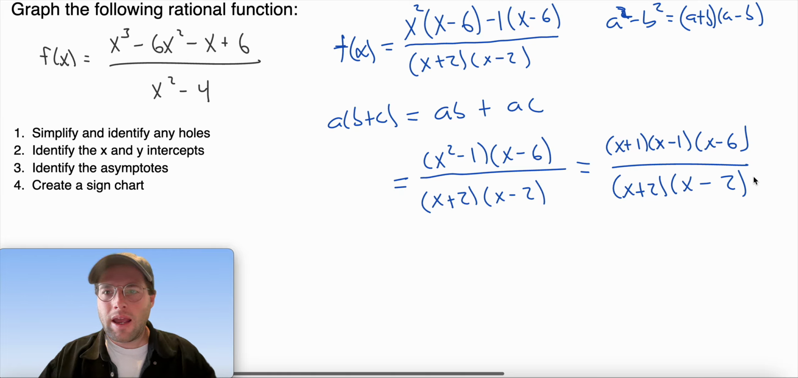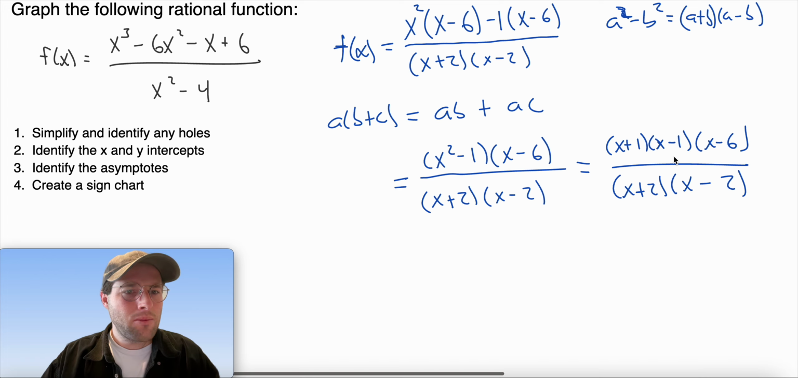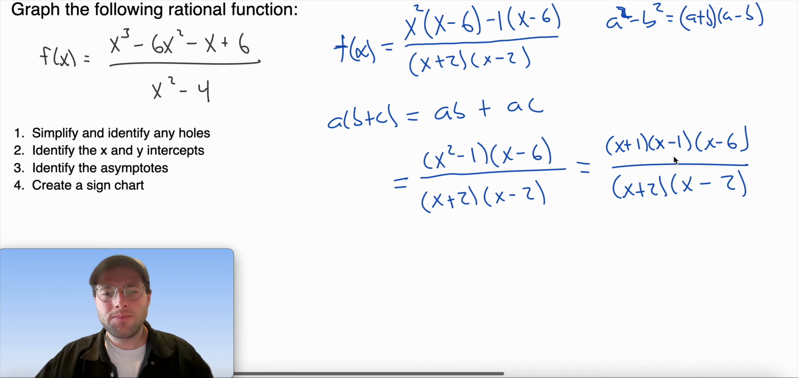Okay, and now let's stop here for a moment and see if anything can cancel out. It looks like nothing will, so that's going to mean that we have no holes for this function. And that is going to wrap up step 1. So now we want to move on to step 2 and identify the x and y intercepts.